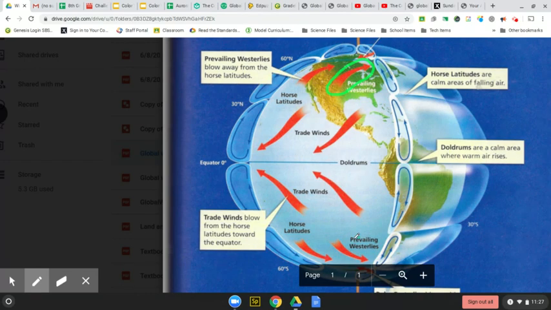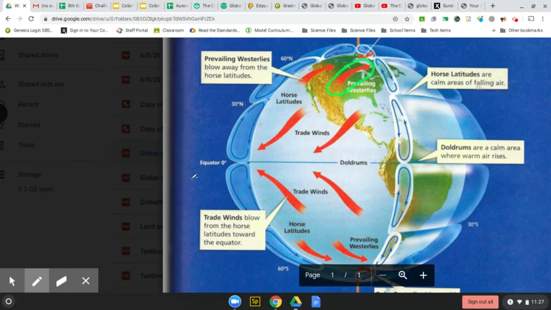And these winds, if you notice up here in the northern hemisphere, they're kind of right over the United States. These prevailing westerlies really affect our weather. They kind of move air over the United States, and they affect the weather and climate of different areas. All right, so those are the prevailing westerlies, another global wind. So far we've done the trade winds and the prevailing westerlies.